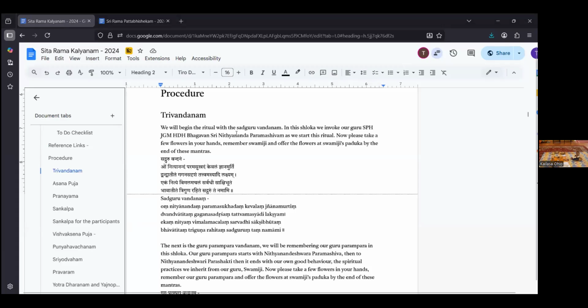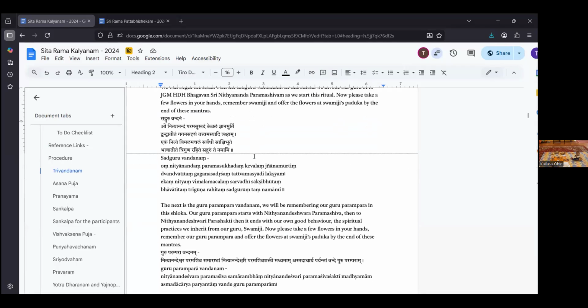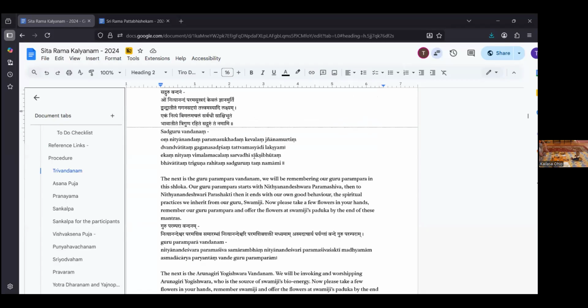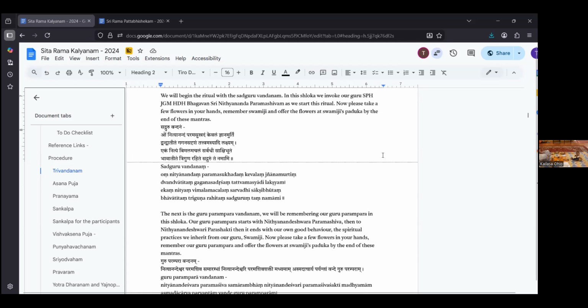Okay. So any ritual we do always starts with the Sadguru Vandanam, the Guru Parampara Vandanam, and the Arunagiri Yogeshwara Vandanam. So Tirtharupaya, you can set your phone aside. I'll be projecting you most of the time, apart from the time I'm showing the manual. Yes. So let's start with the Sadguru Vandanam. As usual, we'll take a few flowers and offer the flowers at Swamiji's feet by the end of the mantra.